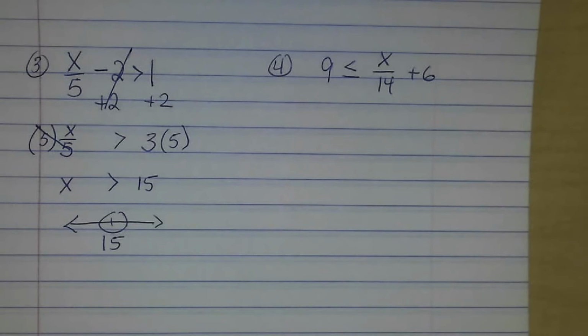And now for a simple graph. Because x cannot equal 15, it's just greater than 15, we leave that circle empty. Since x is greater than 15, we shade in the right-hand side.